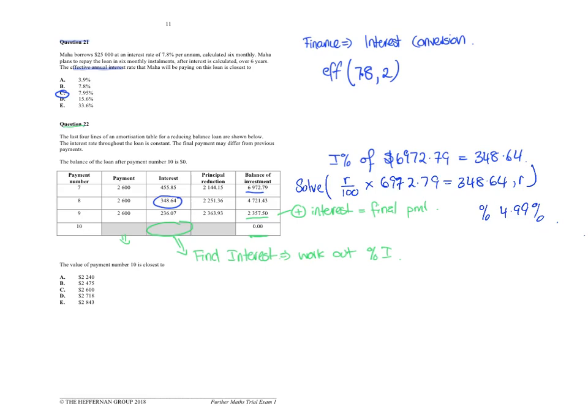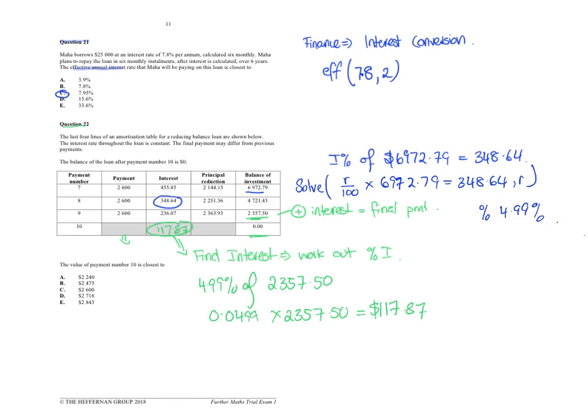So now you know the interest rate. Let's go find the interest rate of that green payment. So we want 4.99% of the one before, 2357.50. So that's, okay, so we're going to do the same, and we work out that the interest is 117.87. So in here, that's how much interest they paid in the last.